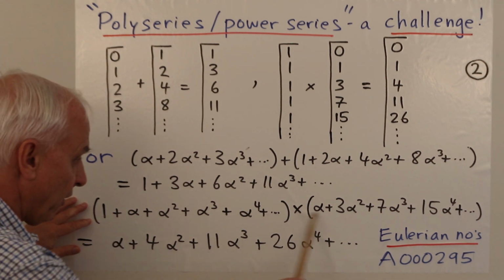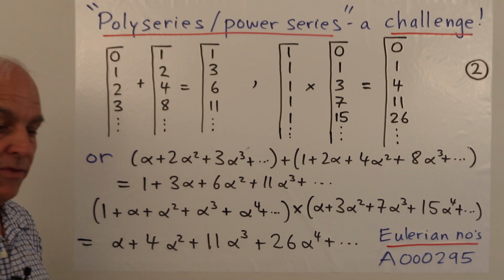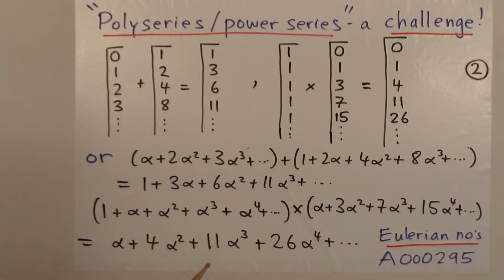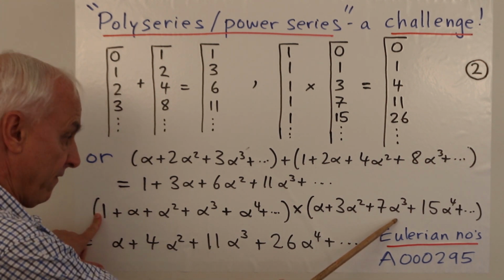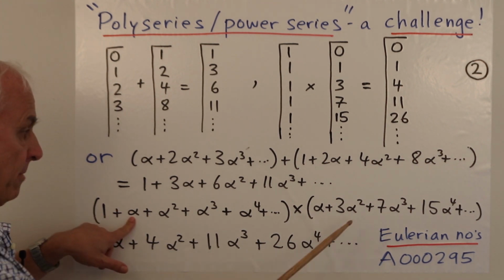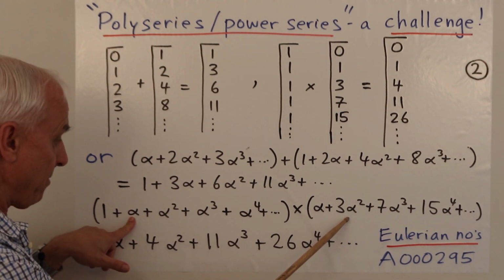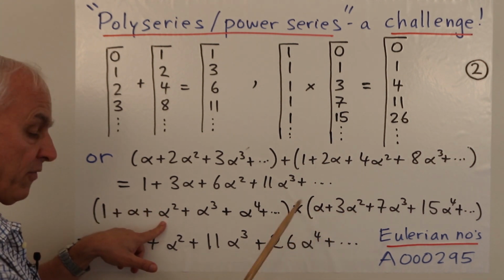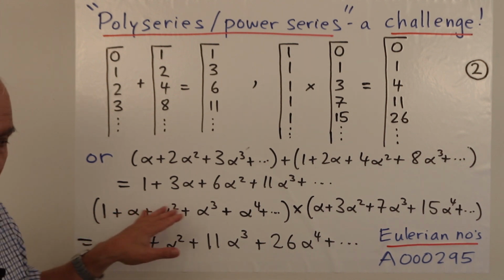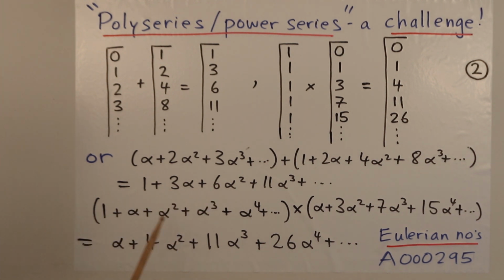And at this level of the polyseries written out like this horizontally in terms of alpha, how, for example, could we get this alpha cubed with an 11 in front of it? Well, we ask, how can we get alpha cubed out of this product? We can get it with 1 times alpha cubed, there's 7 of them. Or alpha times 3 alpha squared, there's 3 of them. Or alpha squared times alpha, there's 1 of them. And that's all the possibilities for a total of 7 plus 3 plus 1, which is 11.